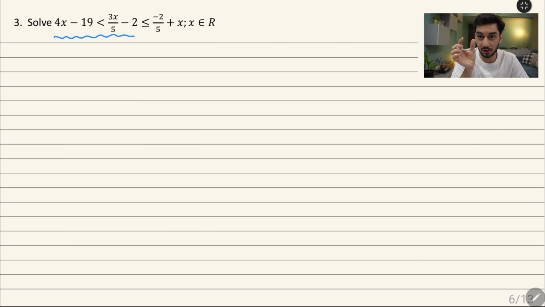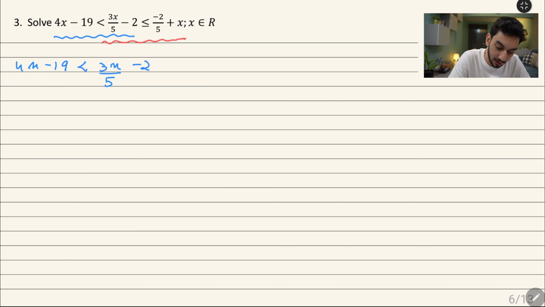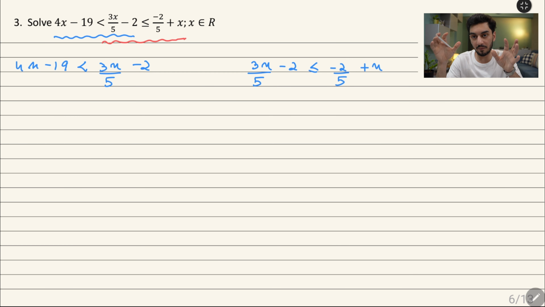I'll pick up the first inequation, and this is 4x minus 19 is less than 3x over 5 minus 2. And then I'll pick up the second one, which says 3x over 5 minus 2 is less than or equal to negative 2 over 5 plus x. And then at the end we'll see what the solutions could be, because here it does not say that we have to represent it on a number line.